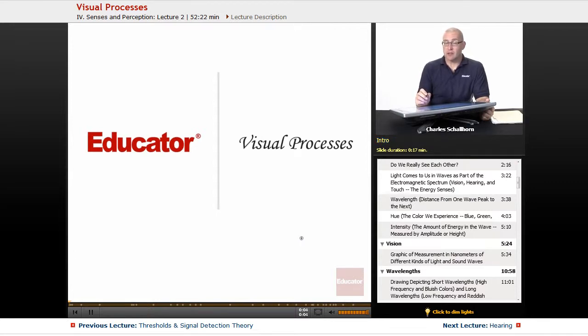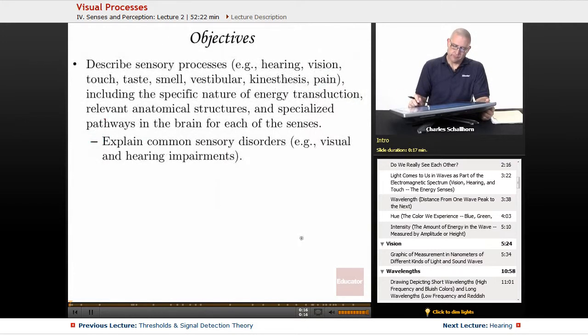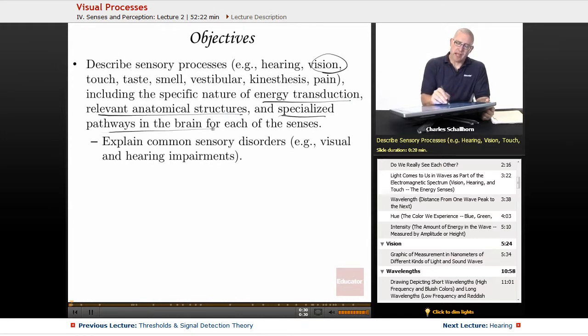In this segment, we're going to be taking a look at visual processes, how the eye works, how waves get changed into electrical energy so the brain can understand it, and how our eyes can deceive us. Objectives from the College Board: describe the sensory processes. We're going to focus on vision here, and looking at energy transduction, the relevant anatomical structures, and the specialized pathways to the brain. We're also going to be looking at some of the common sensory disorders that we've got.